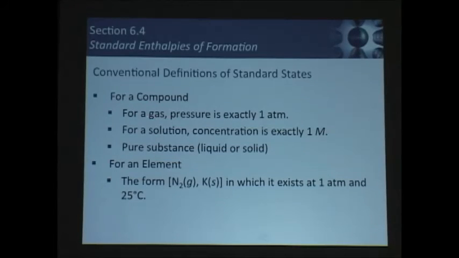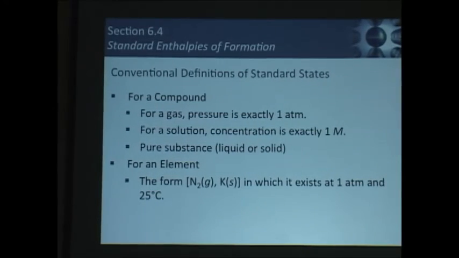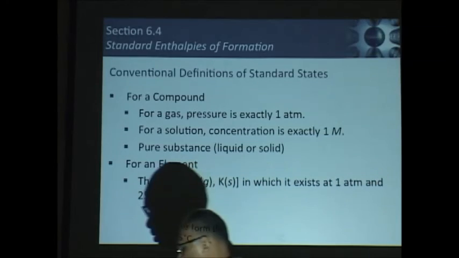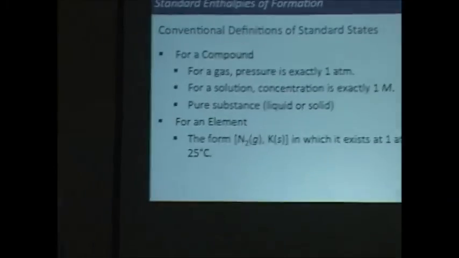For a compound, for gas at exactly 1 atmosphere, for solution concentration at 1 molar, and for pure substance, it's a liquid or solid. For an element, you will see that an element exists in the elemental state at 1 atmosphere and 25 degrees Celsius. So these are the definition of states when we are looking at different compounds. Gas is 1 atmosphere, solution, 1 molar. Substance, when you're looking at pure solid or liquid. And for an element, it is in the form of whatever state they exist in at 1 atmosphere and 25 degrees Celsius. So let me give you some of the follow-on information of the enthalpy of formation.